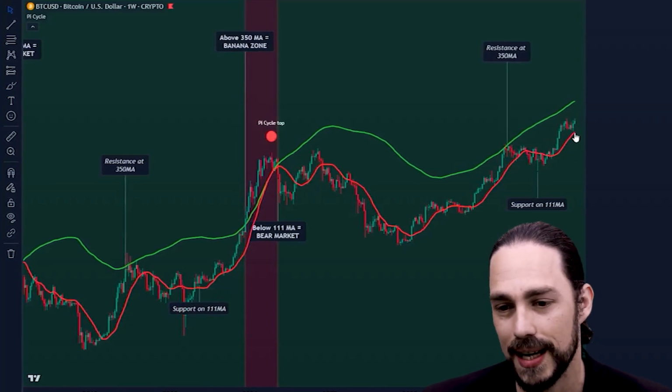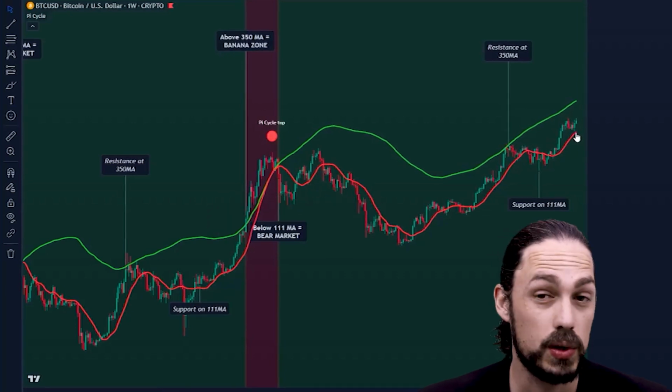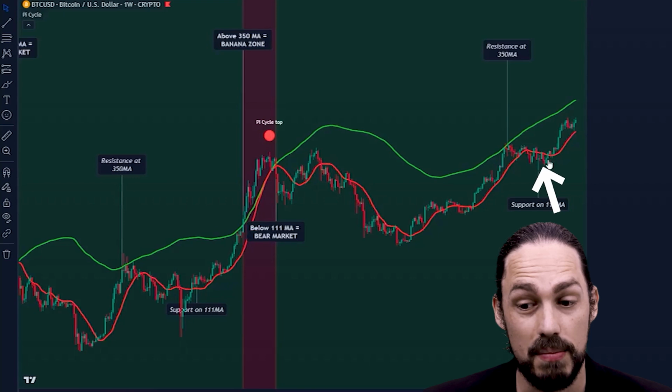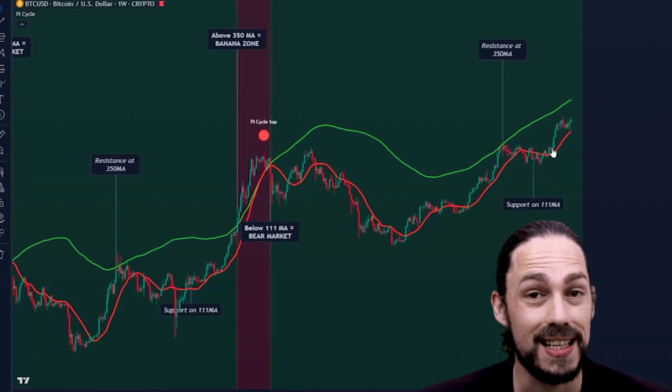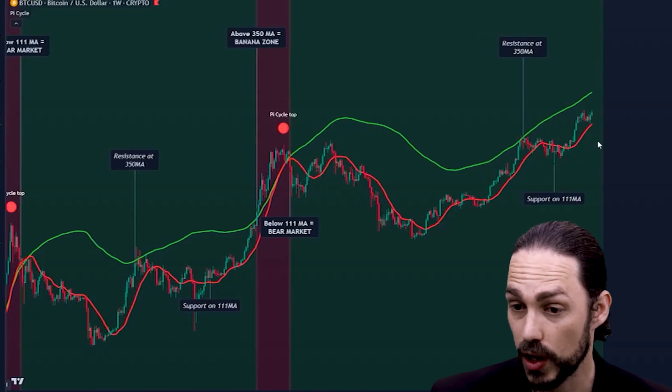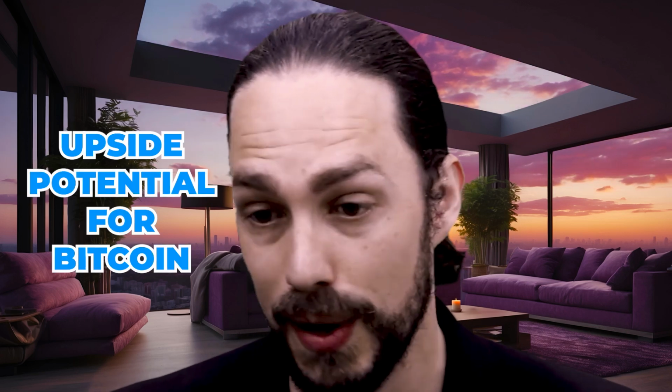If we break that $88,000, then it will start putting pressure on this pattern, and we might see something like this happen, where we have a little bit more volatility around this red line. But looking at the market structure, these two lines are still pointing up. They're still moving up. So at least from the Pi cycle top indicator, it's showing us that there is still upside potential for Bitcoin in the future.